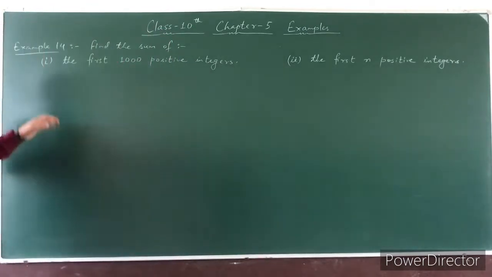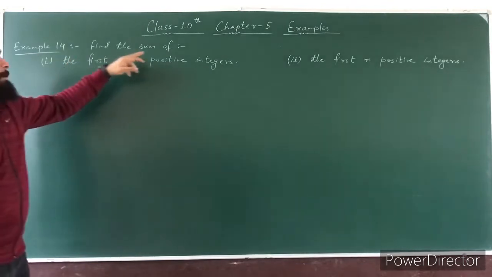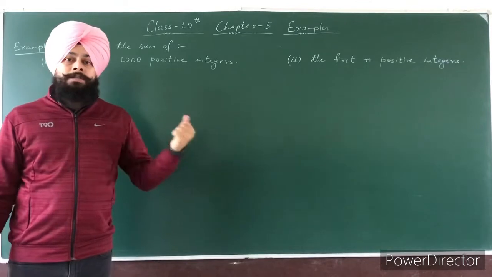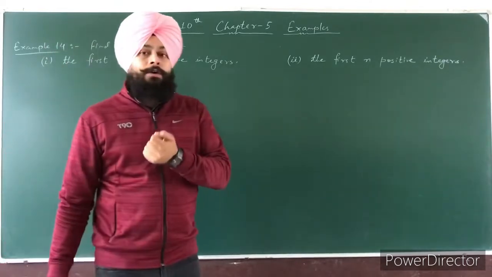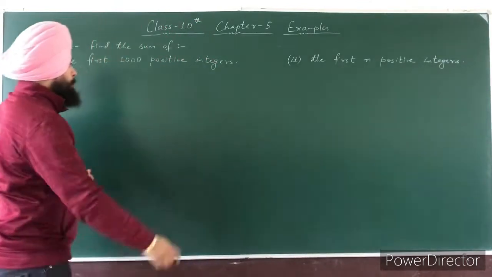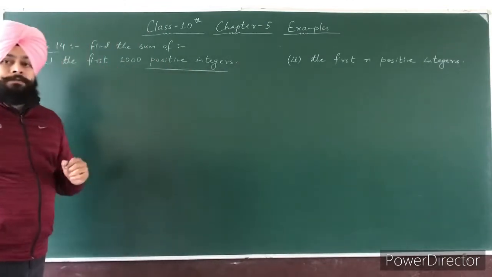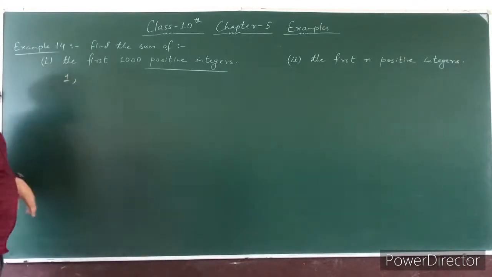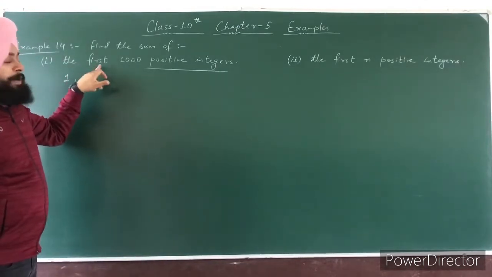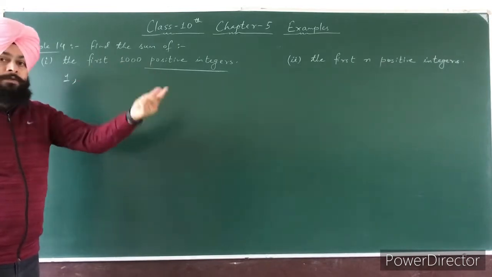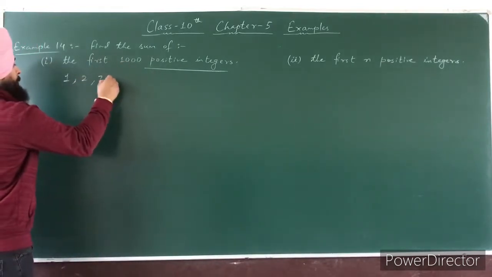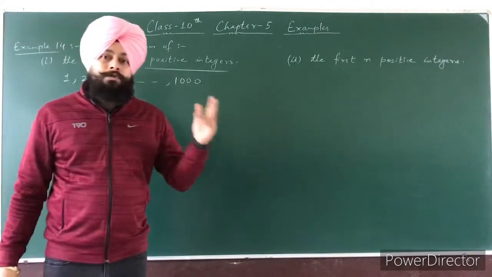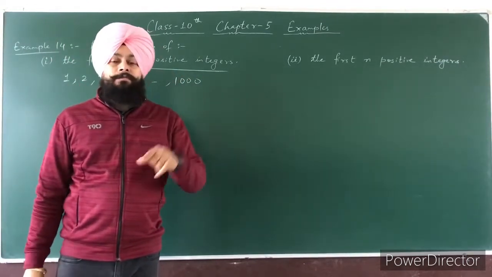So let us see example number 14. Find the sum of the first 1000 positive integers. What are integers? Integers are numbers lying on a number line. We have to take only positive integers, which start from 1. How many integers? The first 1000: 1, 2, 3 up to 1000. You will find the sum of all positive integers from 1 to 1000.